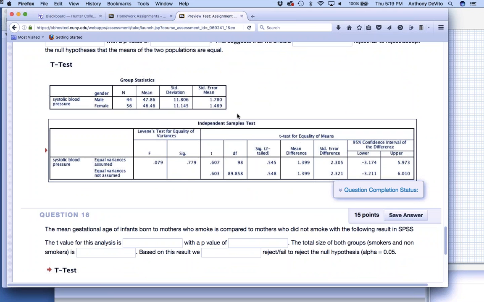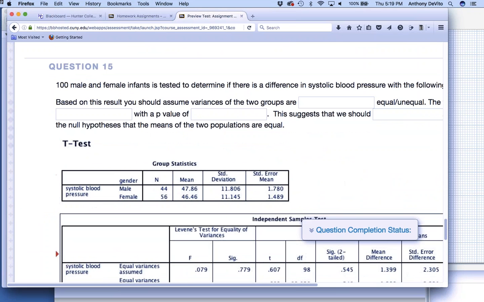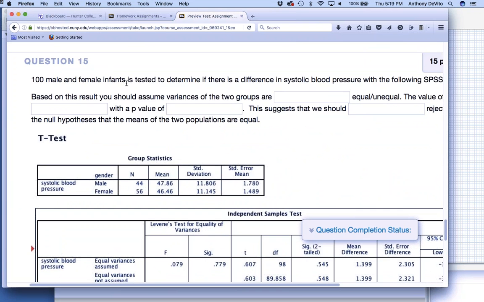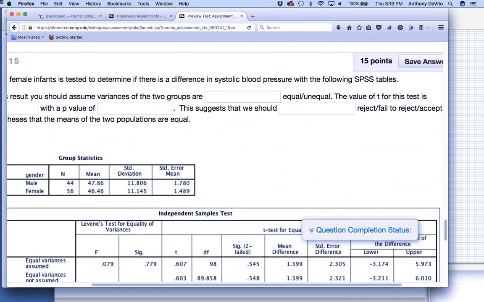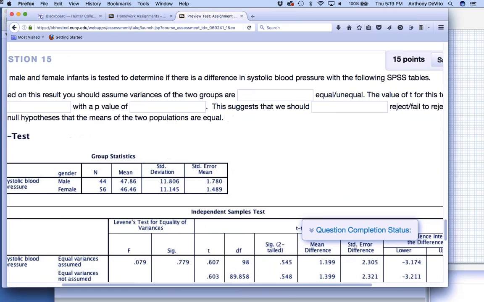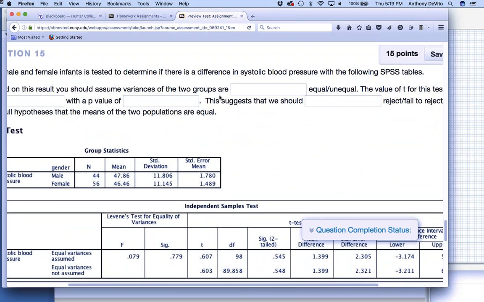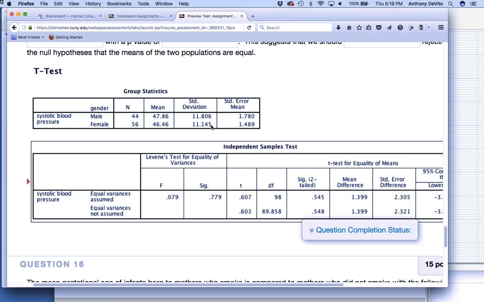And let's take a look at what it says. I can't make this bigger. Okay, what does it say? The question is 100 male and female infants are tested to determine if there's a difference in systolic blood pressure with the following SPSS table. Based on this result, you would assume the variances of the two groups are they equal or unequal? How do they look? Here's the two groups. Here's 44 male, 56 female infants, and the means are this, but the standard deviations are 11.8, 11.14. Would you say those are equal variances or unequal variances based on the rules that we were talking about?